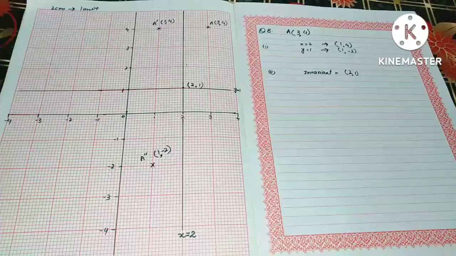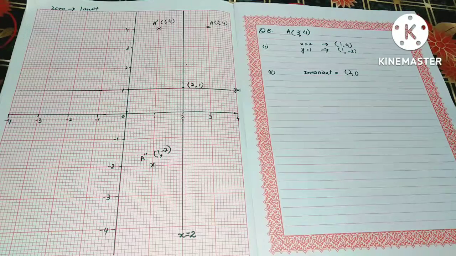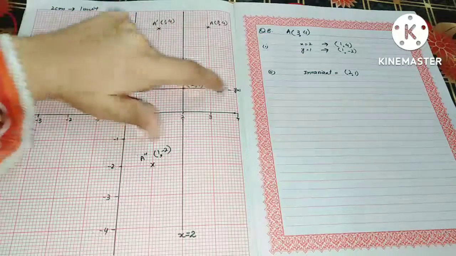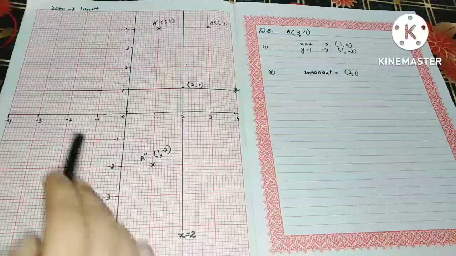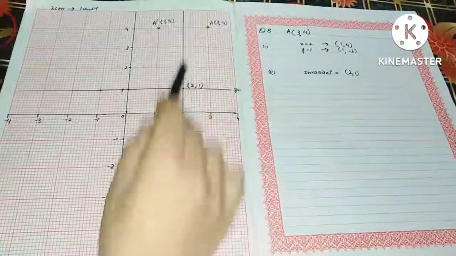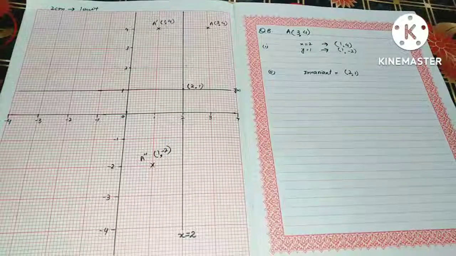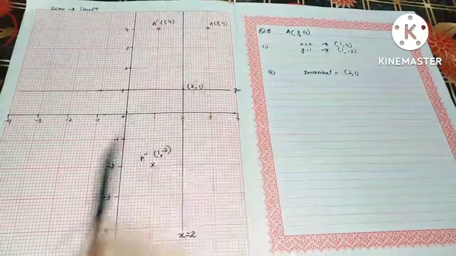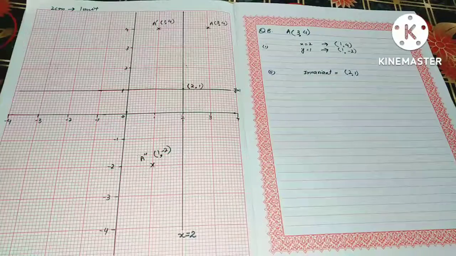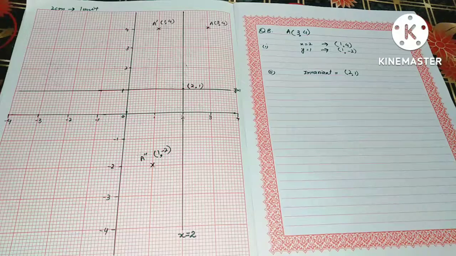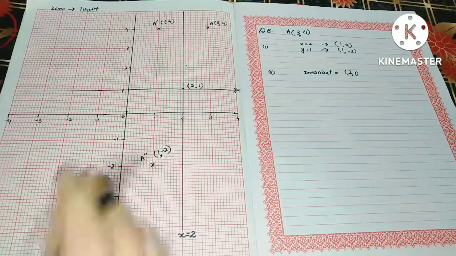Now you will go for part 2. In part 2 they ask you to find the coordinates of the point which remains invariant under these two reflections. It means that is the point on the mirror line which cannot be reflected. So you have to see where the two mirror lines intersect each other. This is the first mirror line, this is the second. Both mirror lines intersect at this point, which is 2, 1. These are the coordinates of the point which remains invariant under these two reflections.